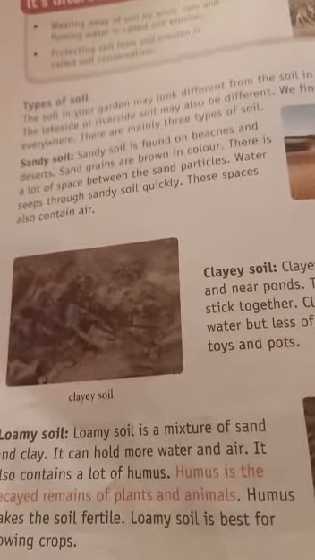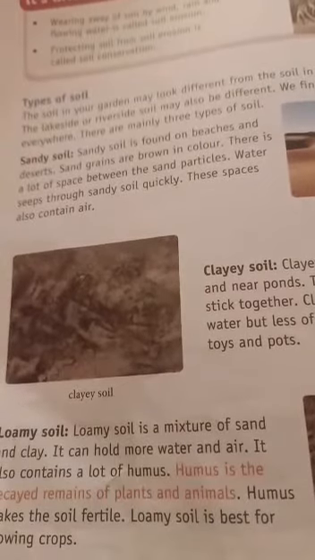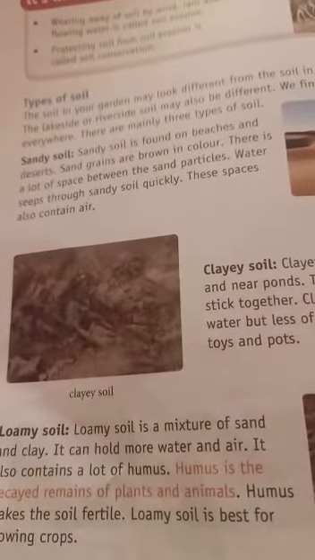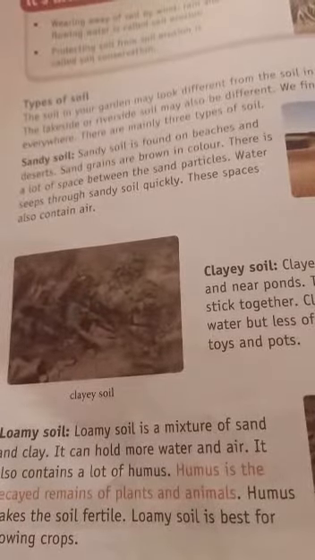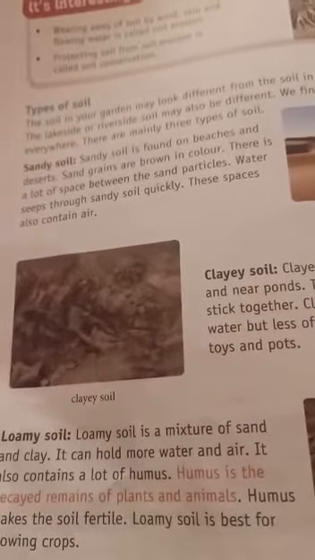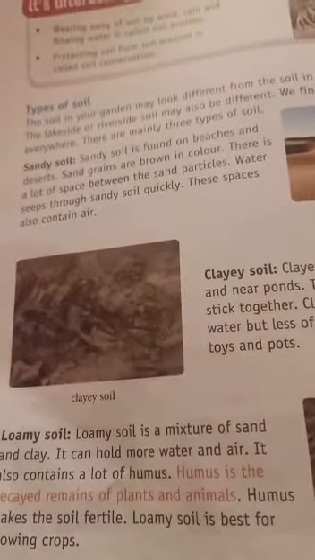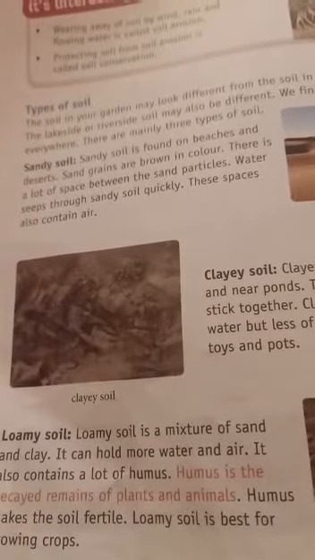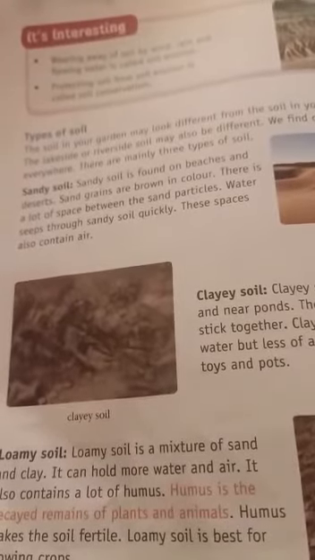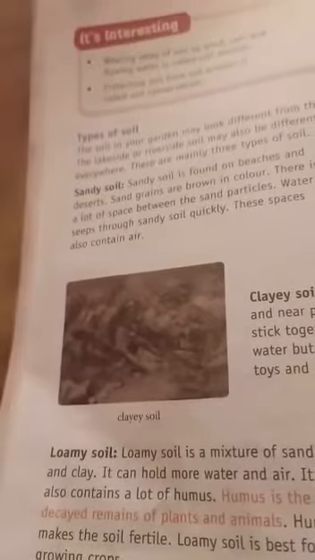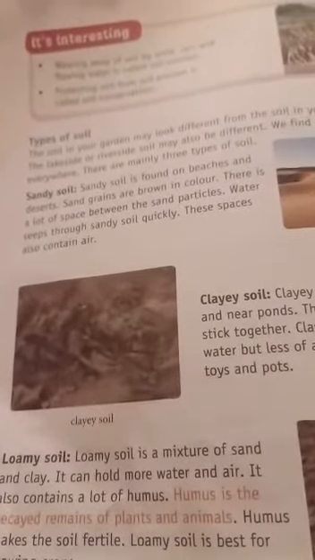Sandy soil, clayey soil and loamy soil are the three types of soil. Let's move to the sandy soil. This sandy soil is made up of fine particles of sand. So sandy soil contains a lot of air and cannot hold much water. And sandy soil is found at beaches and deserts.